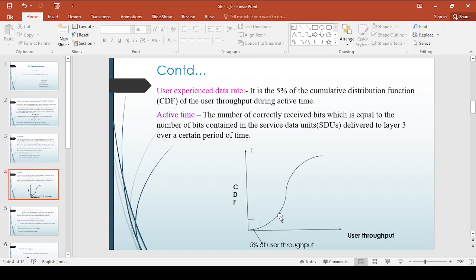Now what is user experience data rate? It is nothing but the 5% of the cumulative distribution function of the user throughput during active time. What is active time? It is nothing but the number of bits that are present in the service data units which are transferred to layer 3 over a certain period of time, right? The number of bits present in this SDU should be equal to the number of received bits, right? If you see this figure, you will have a clear idea. This is the cumulative distribution function of the user throughput. This particular S shape is nothing but the cumulative distribution function of the user throughput. This 5% of the cumulative distribution of the user throughput, we call it the user experienced data rate, right?